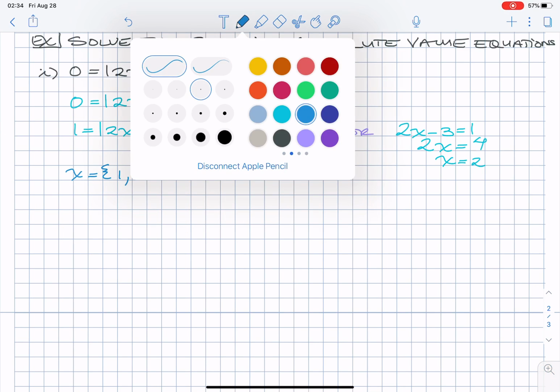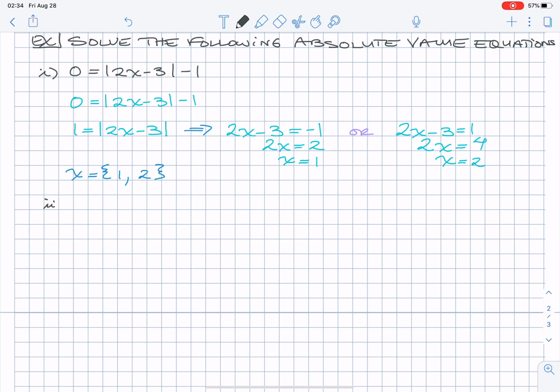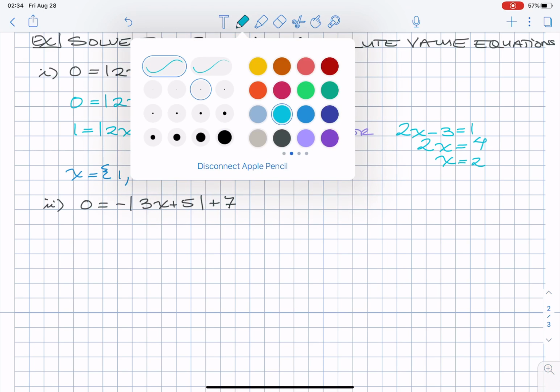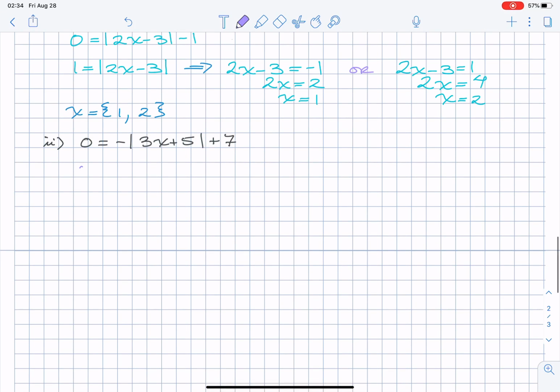Okay, so let's see if I can force another one here. So number 2, let's say we have the equation 0 is equal to negative the absolute value of 3x plus 5, plus 7. In this case, I'm going to add the absolute value to each side. So the absolute value of 3x plus 5 will be equal to 7.